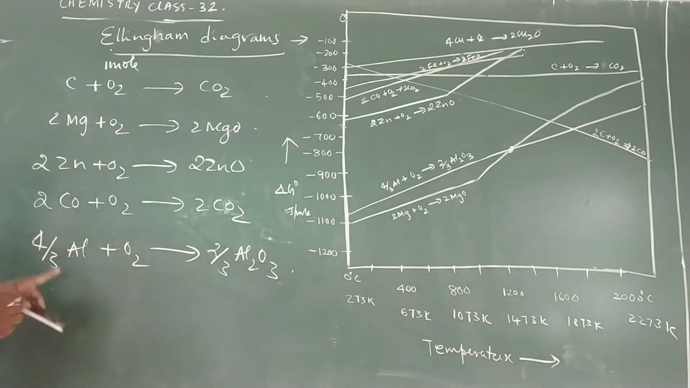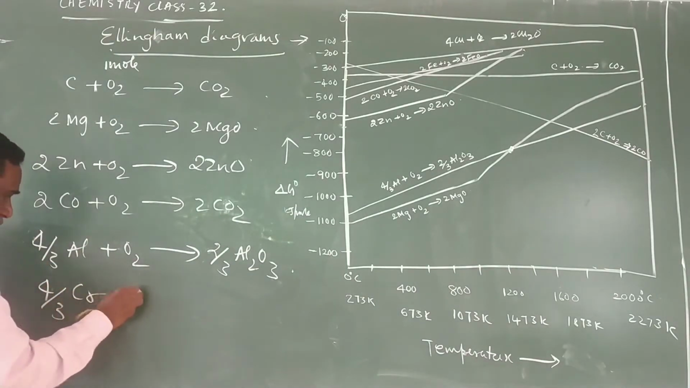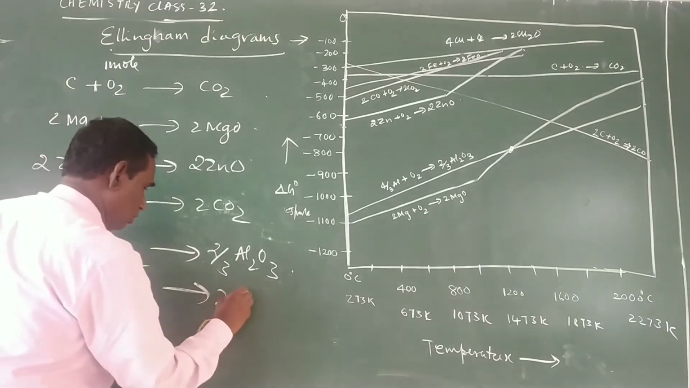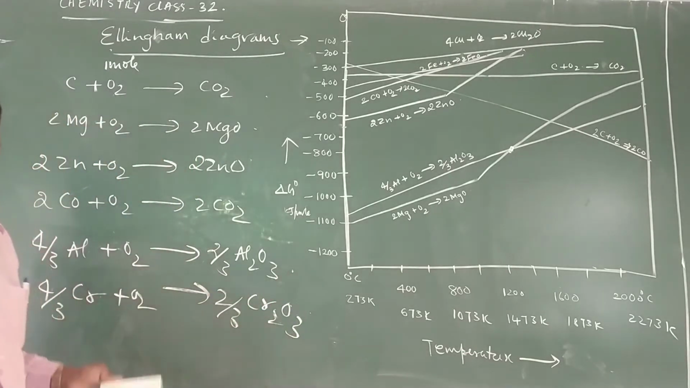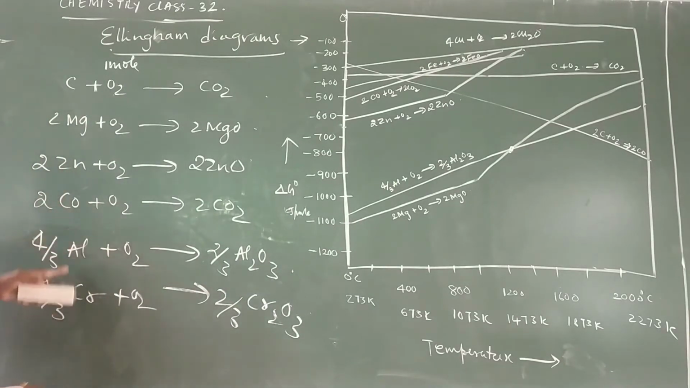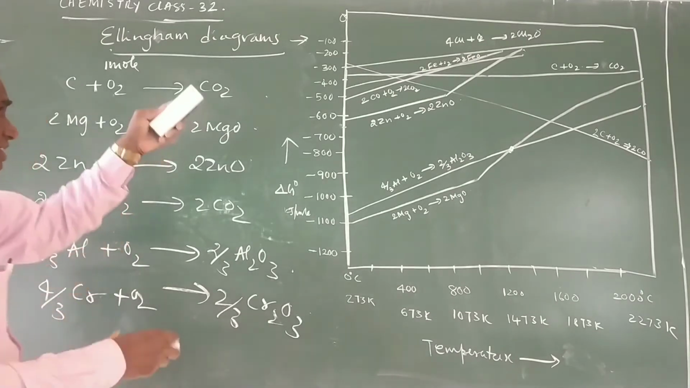That is 4 by 3 Cr, you can write 4 by 3 Cr, chromium, plus O2 gives 2 by 3 Cr2O3, chromic oxide. So like this, you can write magnesium, zinc, aluminum, calcium, even calcium. That is copper, you see.